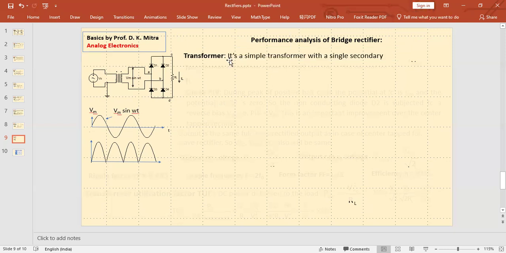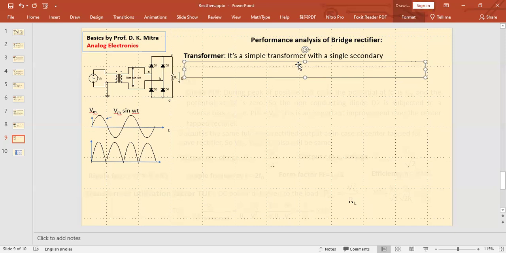First is the transformer. We are always worried about the transformer because if you go to buy these components in the market, you will find that in a rectifier, the transformer is the costliest part. Diodes are available very cheap nowadays, so don't worry about the diodes. Here, the transformer is a single secondary transformer, as in the case of a half-wave rectifier. So you save money on the transformer.